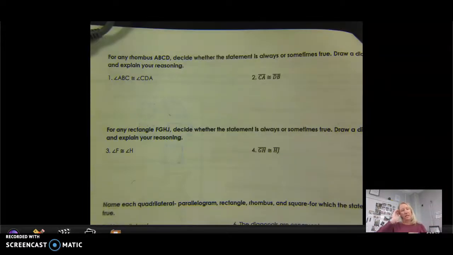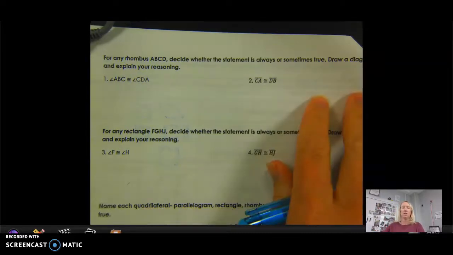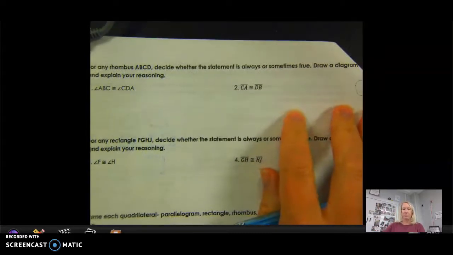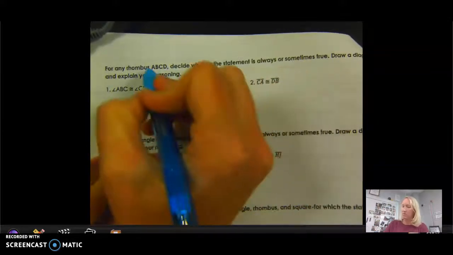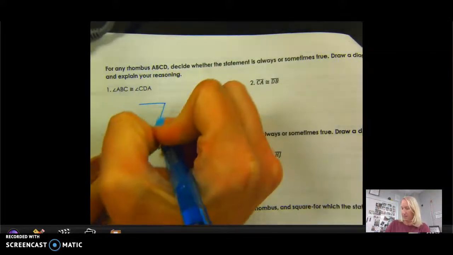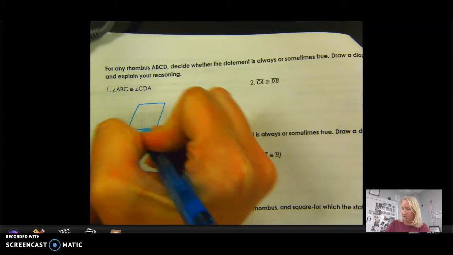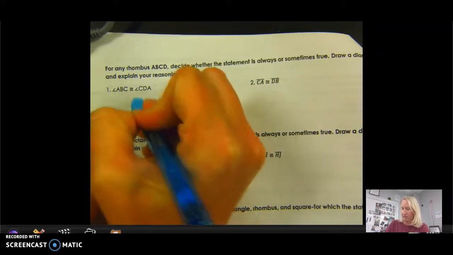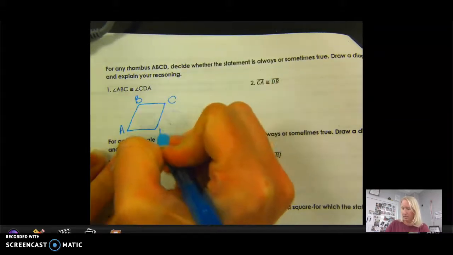Okay, next page. It says, for any rhombus ABCD, decide whether the statement is always or sometimes true. Draw a diagram to explain your reasoning. So it's a rhombus A to B to C to D. So I'm going to draw a rhombus. When I label this, I have to go around in a circle. It doesn't matter where I start.